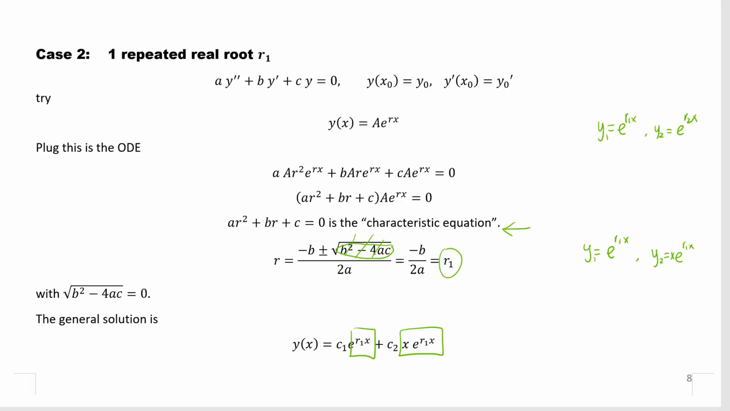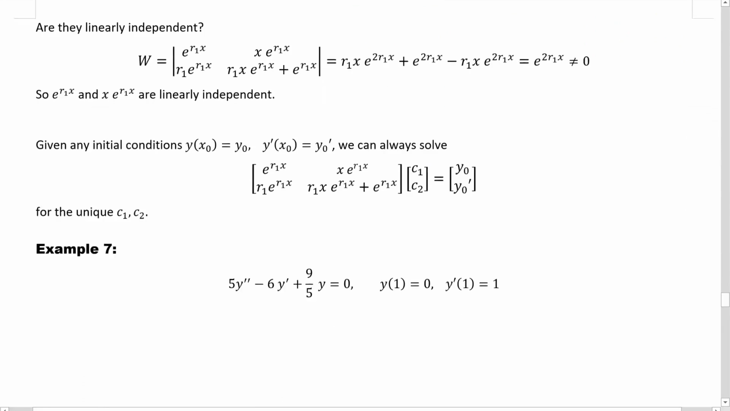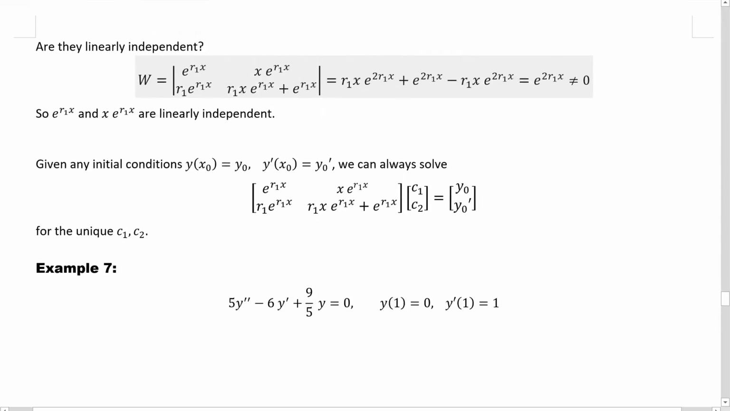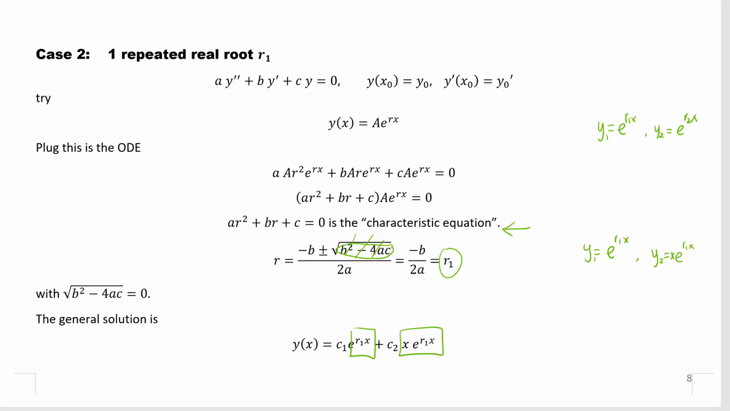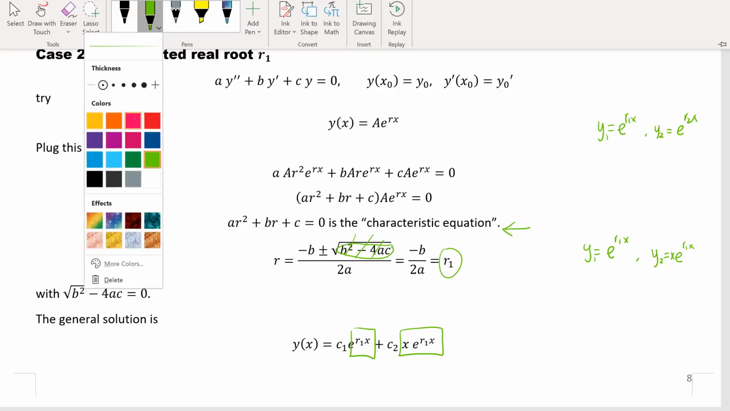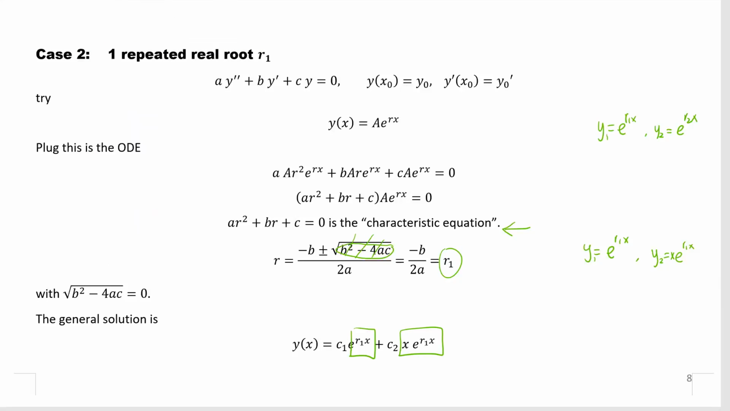Next. Are they linearly independent? Let's check. We have the first solution and the second solution. By the way, I forgot to show you why this is actually a solution. Sometimes I forget things, sorry. So how do we show this is a solution?